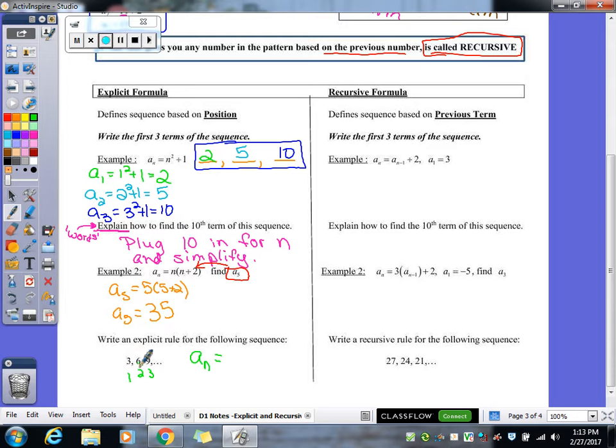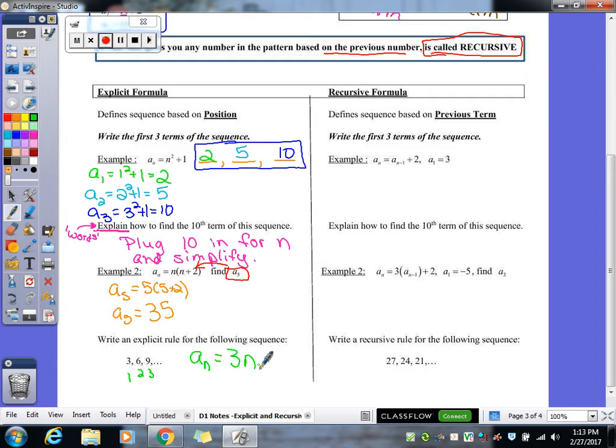Times 3. Is 2 times 3 6? 3 times 3, 9? So then our sequence would be 3 times whatever the term is, so 3 times n. I will show you guys a different way to write our sequences as we go along. That's the basic one.